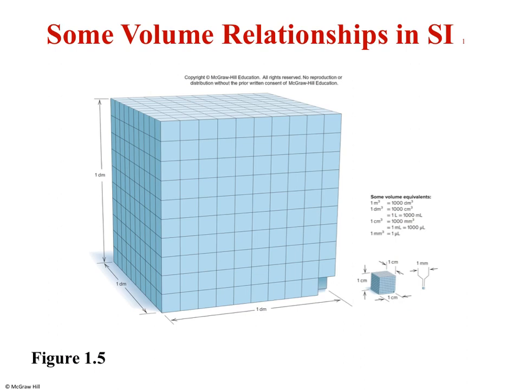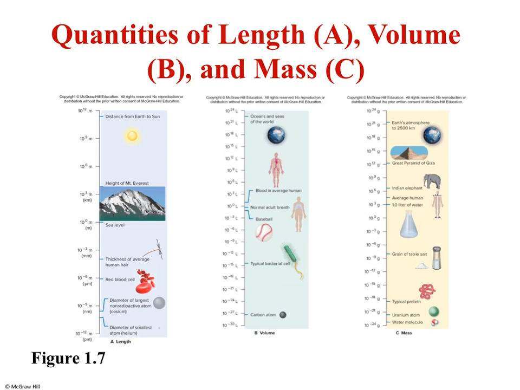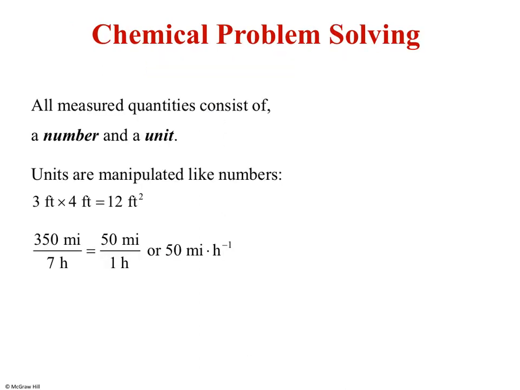Okay, this is showing you density. Density is, well, this is volume. Volume is length times height times width. And this is showing you laboratory volumetric glassware that does volume. This is showing you just different pictorial of mass versus volume versus length.